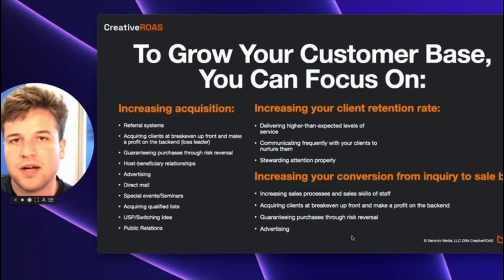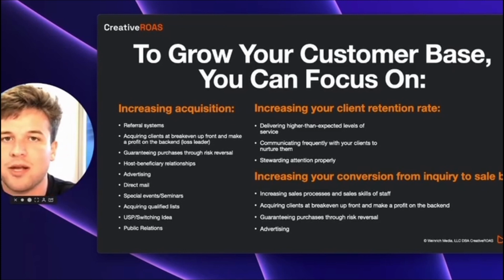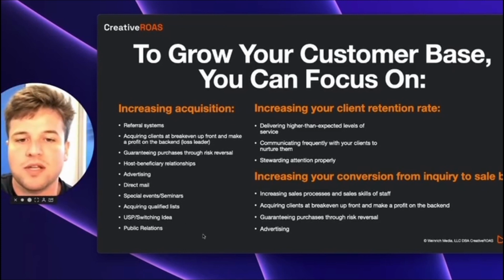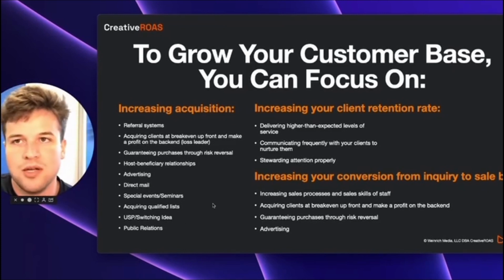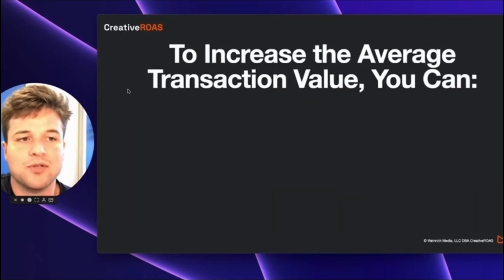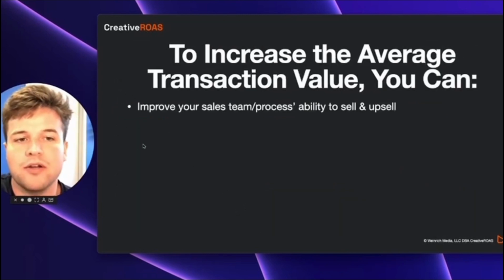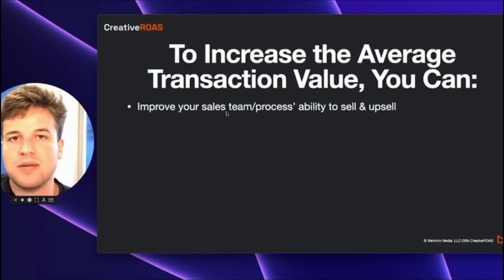The lower the product costs, the less of a sell you have to make, right? The higher the product costs, obviously things like direct mail would make sense, because even if it costs you $10 all in all to send that thing out, you're going to make at least $1,000 back if it's a high ticket. So to increase the average transaction value or average order value, you can, like we said, improve your sales team or your sales process's ability to sell and upsell.